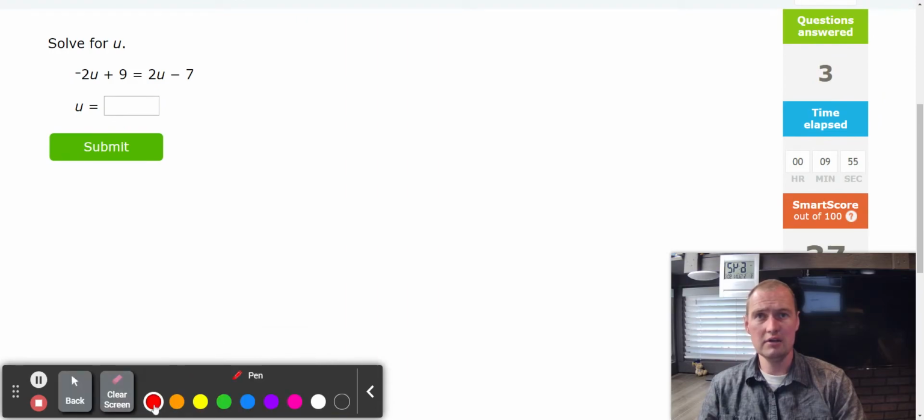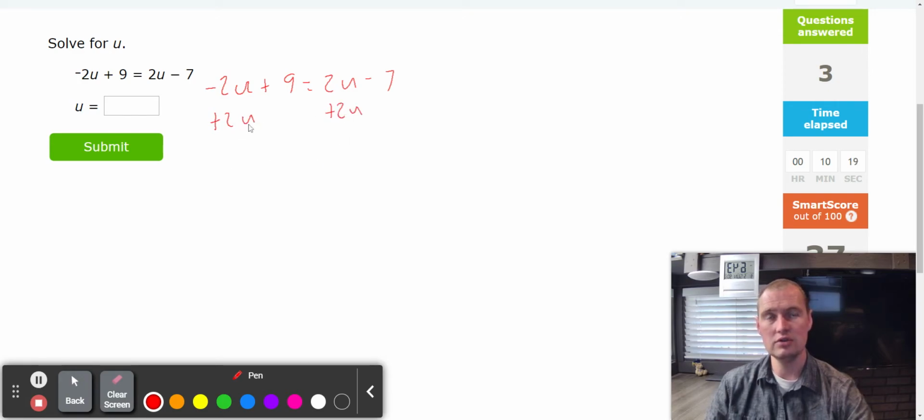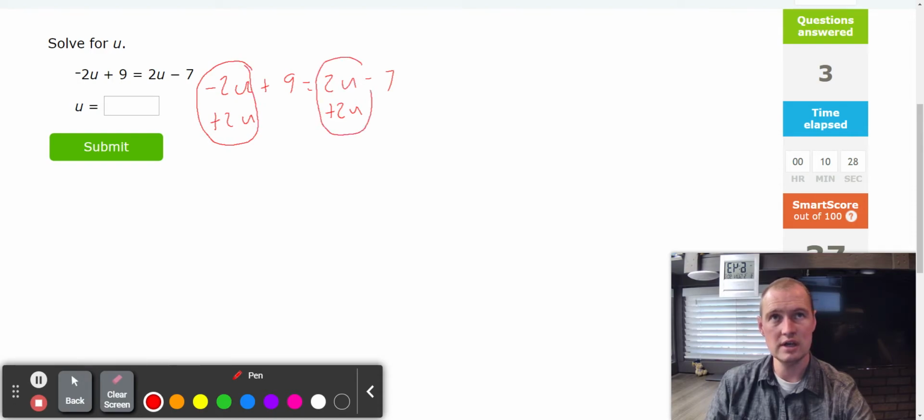Okay, here we go. We got another equation. We got negative 2u plus 9 equals 2u minus 7. Well, here we go. We'll just deal with the left side first. So I'm going to do the opposite, plus 2u. If I add 2u to the left side, I need to add 2u to the right side.